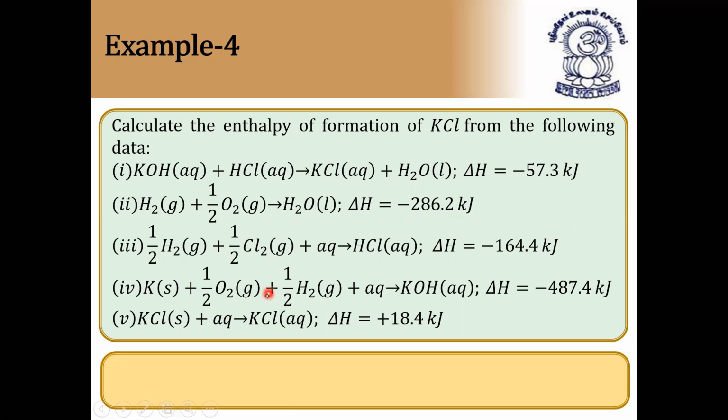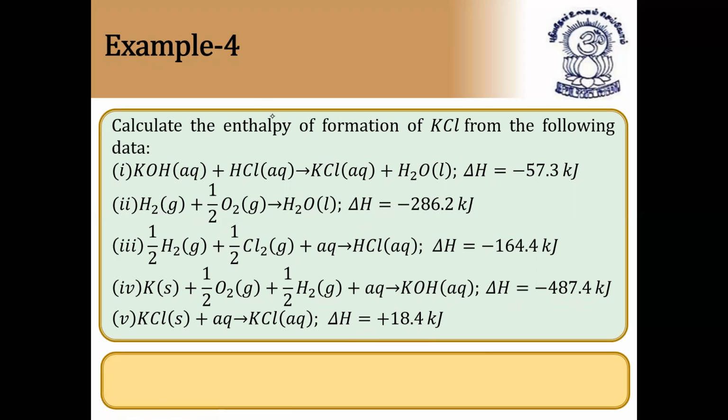And the heat of formation of potassium hydroxide is minus 487.4. This is the total equation. And here the heat of formation of potassium chloride, delta H, is plus 18.4. So from potassium hydroxide, we got potassium chloride, and finally they are asking for potassium chloride. So straight away, instead of using all these things, you can take potassium plus oxygen plus hydrogen giving aqueous KOH. So from KOH only they are giving. So KOH is equal to minus 487.4 plus 18.4.